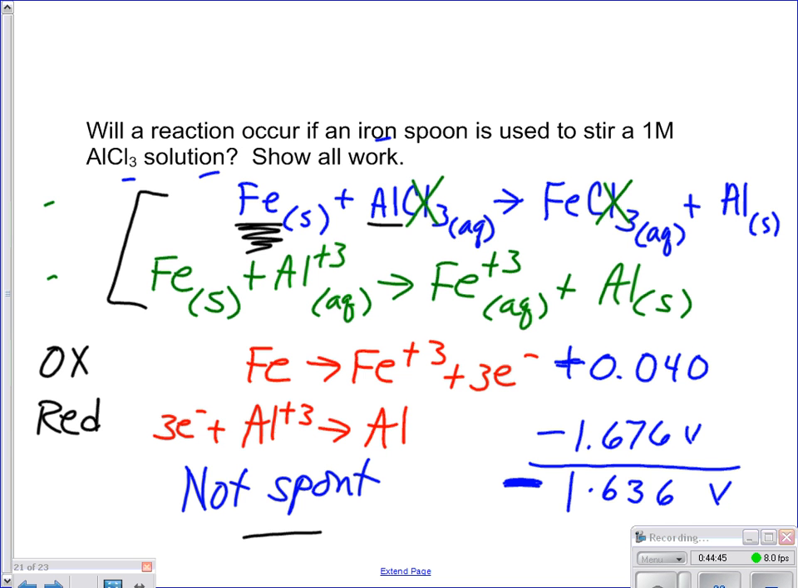It would not occur. So this reaction, you would look at your activity series and this reaction would not occur. Aluminum is stronger than iron, or more active than iron. So that's just another way. You guys have come full circle and you've seen the same type of information in two different ways, through an activity series or thinking about voltages and reduction potentials. All right, that should do it.